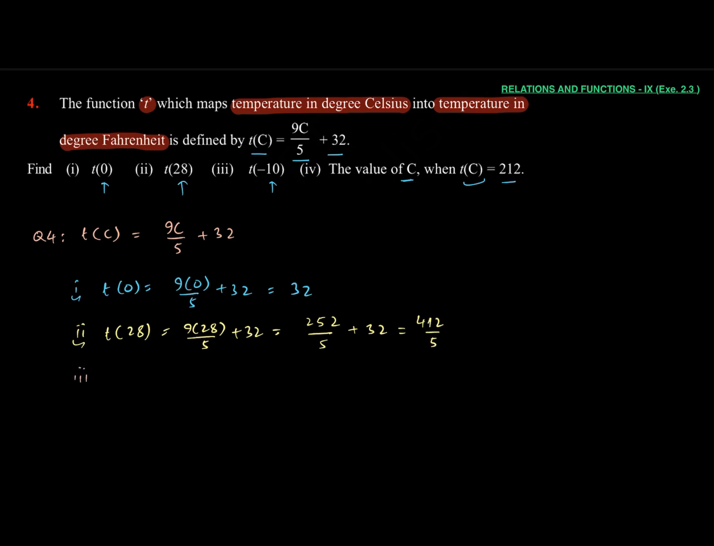Similarly, in the third part, we have C equal to -10. Now this will be equal to 9 times -10 over 5 plus 32. That will be equal to -90/5 plus 32, and this will be equal to 14.